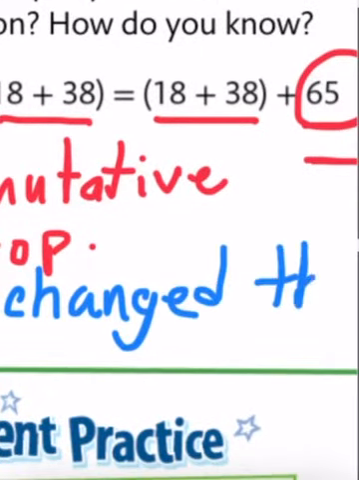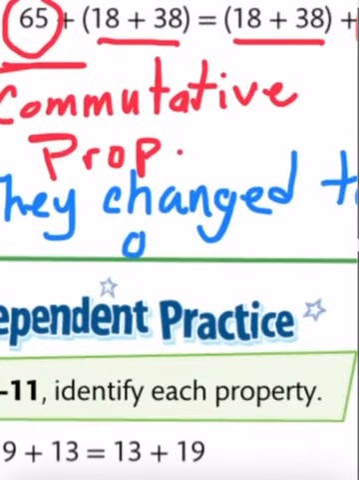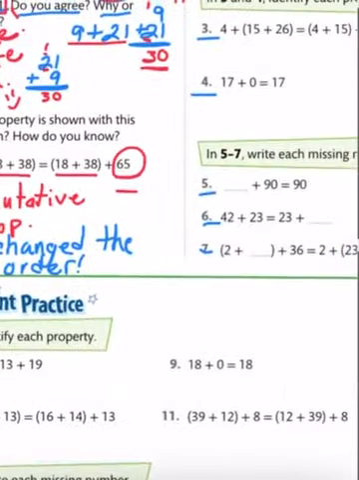They changed the order. I'm going to run out of room. Okay, there we go. They changed the order. That's why it's the commutative property.